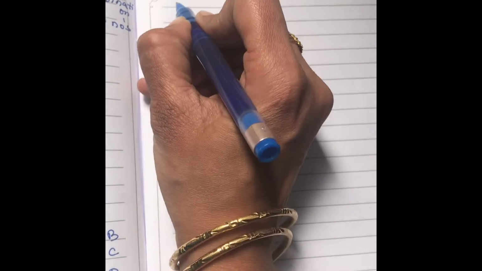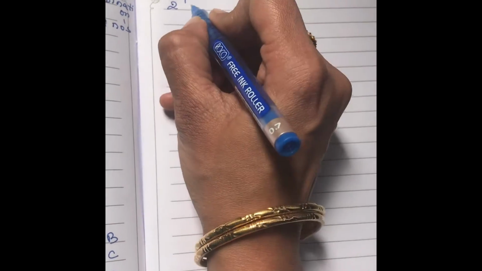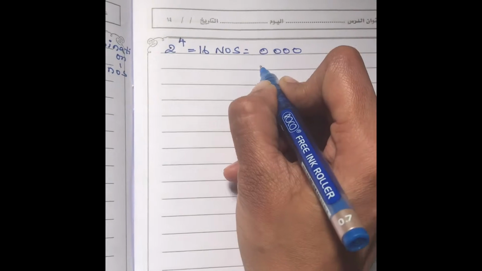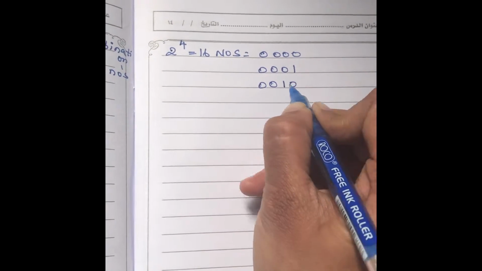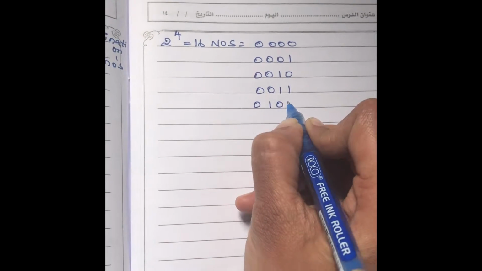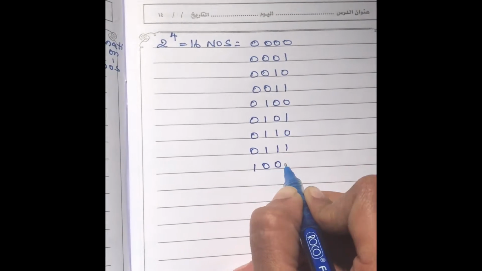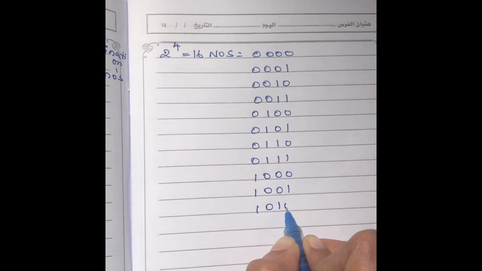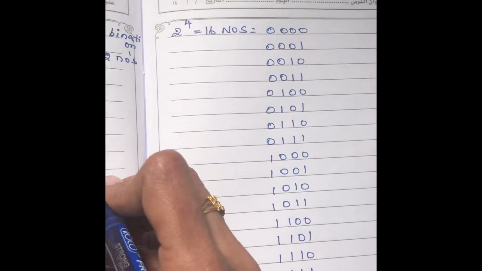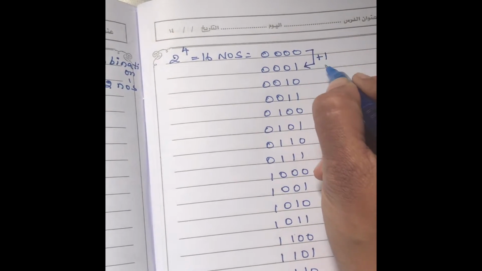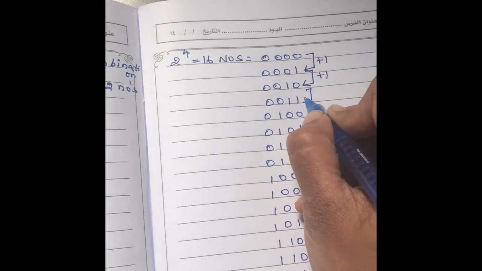So moving on with the hexadecimal number system, you will have 2 power 4 values, that is 16 numbers of values, where you will have 0 0 0 0, 0 0 0 1, 0 0 1 0, 0 0 1 1, 0 1 0 0, 0 1 0 1, 0 1 1 0, 0 1 1 1, 1 0 0 0, 1 0 0 1, 1 0 1 0, 1 0 1 1, 1 1 0 0, 1 1 0 1, 1 1 1 0, 1 1 1 1. Here you can see, as you saw with your octal number system, the same thing goes here. If you add plus 1 to this, you will get the consecutive numbers.